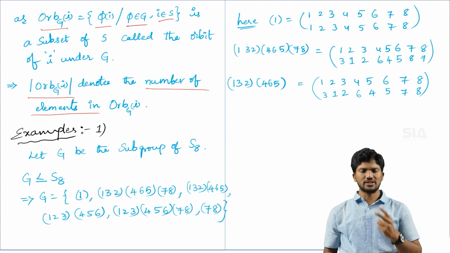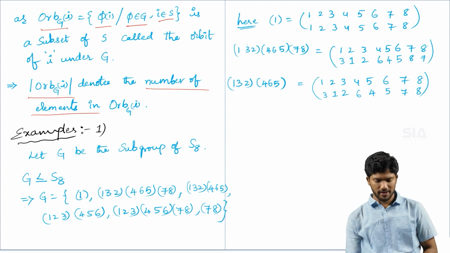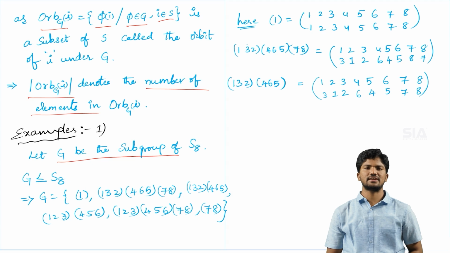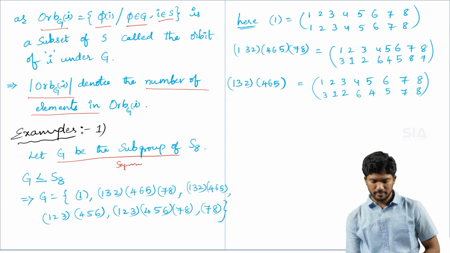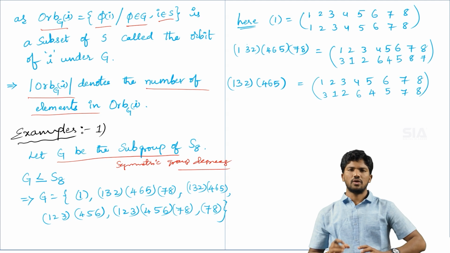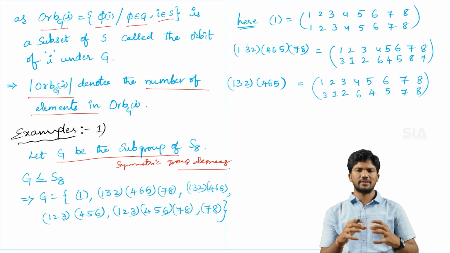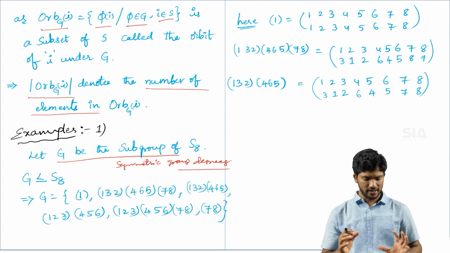Now we are discussing two examples for this stabilizer and orbit. First, example 1. Let capital G be a subgroup of S suffix 8. What is S suffix 8? S suffix 8 is the symmetry group of permutations of degree 8. So the total number of elements is equal to 8, and the highest number is 8. That is called degree 8.